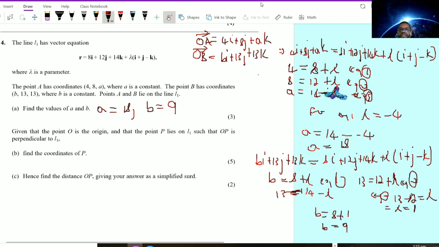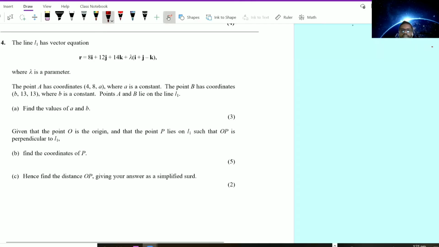So we just have to know the conceptual understanding behind using vectors and so on. All right, let's move on to the second part. It says, given that point O is the origin, the coordinate of the origin is 0, 0, and that point P lies on L1 such that OP is perpendicular to L1. Once a point is with respect to the origin, or it's a coordinate, then of course it's a position vector. Hence why we have OP.